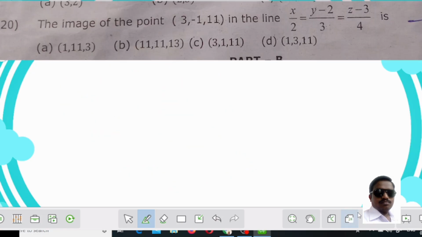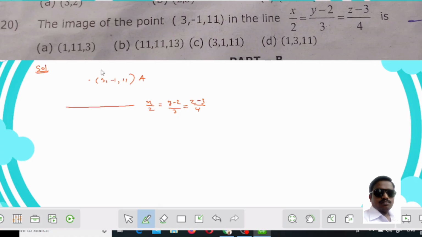So next one, solution. See here, they are giving a straight line and giving a point. The image of the point (3, -1, 11) in the line, not ellipse, in the line. They are given the point (3, -1, 11). You may write this as A. There is a line. This line will be x/2 = (y-2)/3 = (z-3)/4. This is the given straight line.